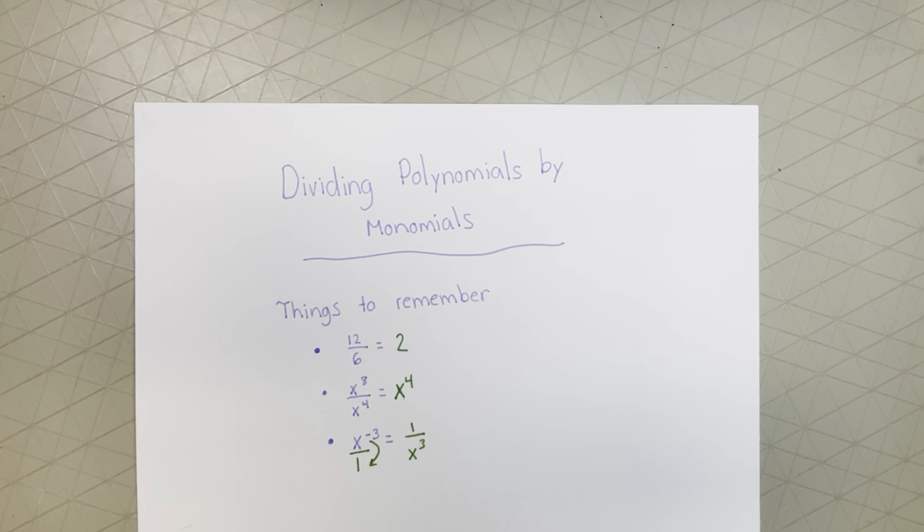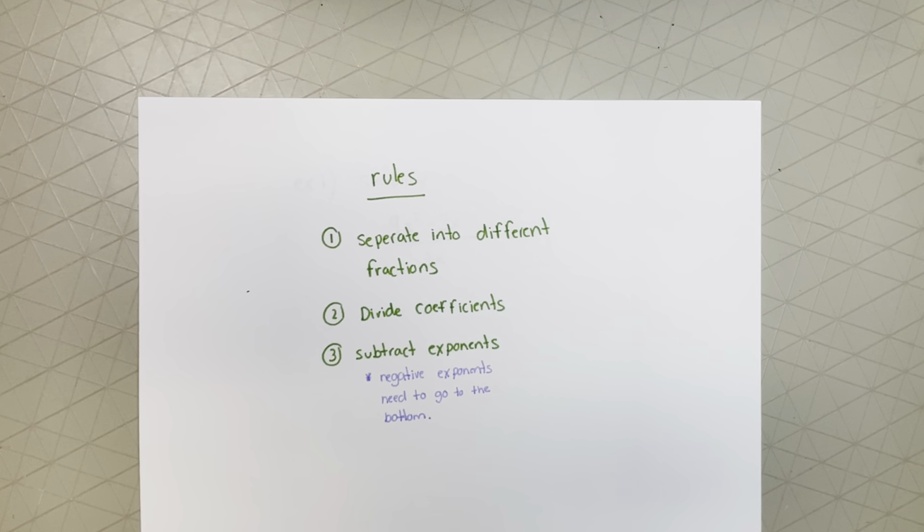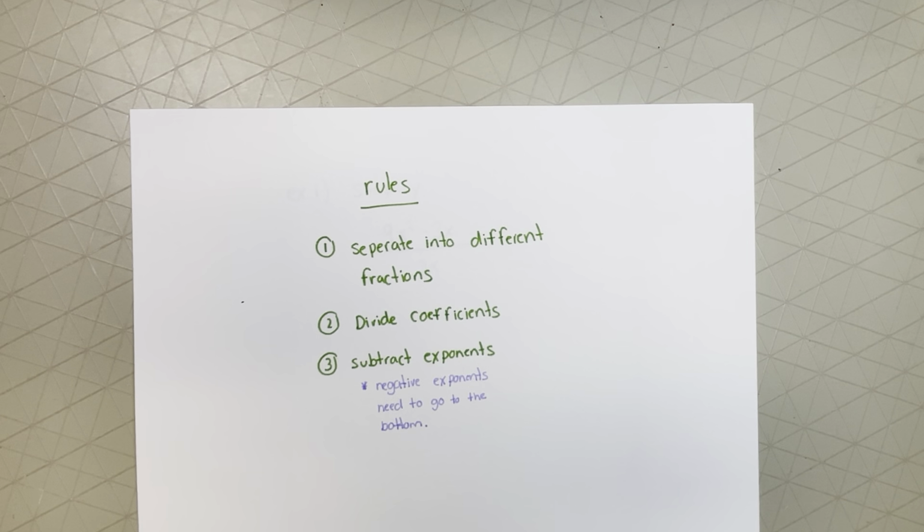So what we're going to do is we first have to know what the steps are. What are our rules? The first rule that you want to know when you're working with a polynomial compared to a monomial is we want to separate everything into different fractions. After you separate into different fractions, you're going to divide the coefficients, which are the numbers in the front, and then you're going to subtract the exponents. But remember, if you have a negative exponent, what's going to happen? It's going to go to the bottom. So these are the 3 rules that you have to be successful with in order to be good at solving these problems. Separate, divide the numbers in the front, and subtract the exponents. And if the bases are not similar, then just leave them where they're at.